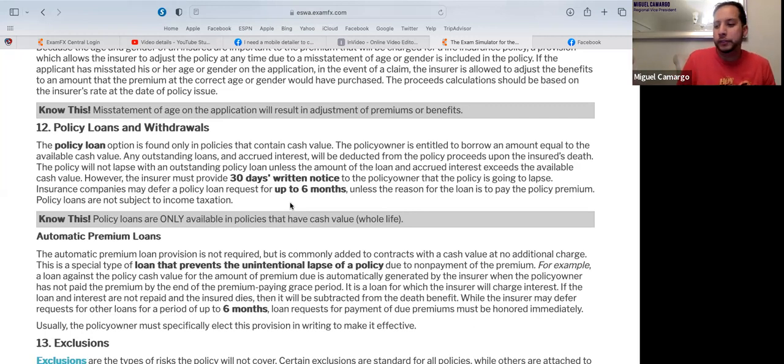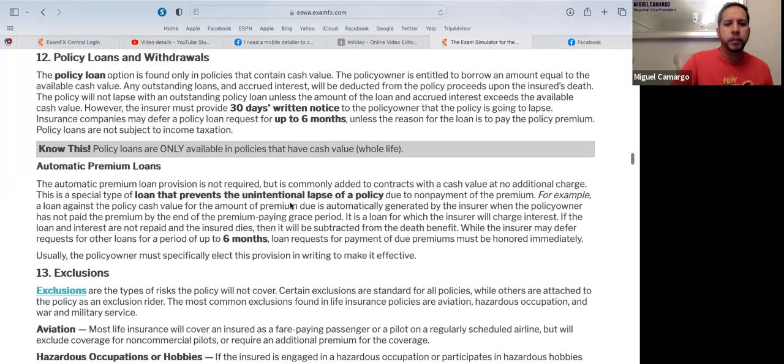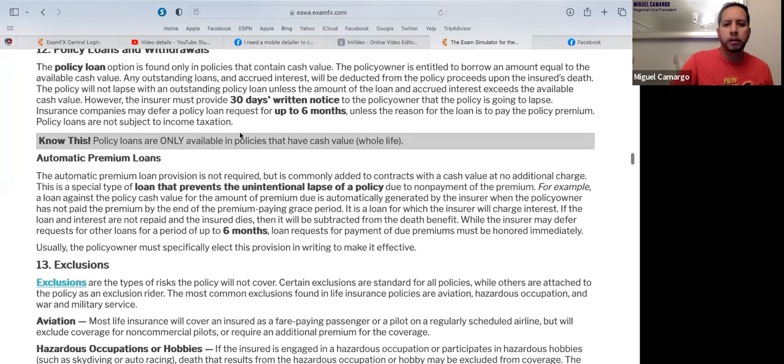I don't know about you, I don't want to wait 6 months. If it's my money, I need it, right? So that's what you need to know about policy loans. If you see right here, policy loans are only available on policies that have cash value, whole life.